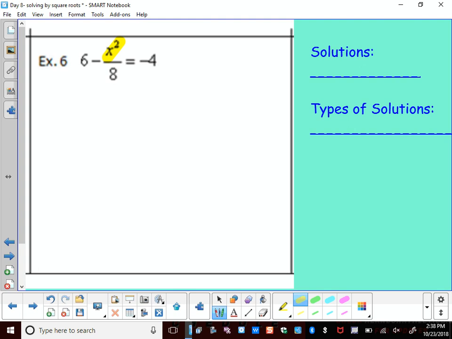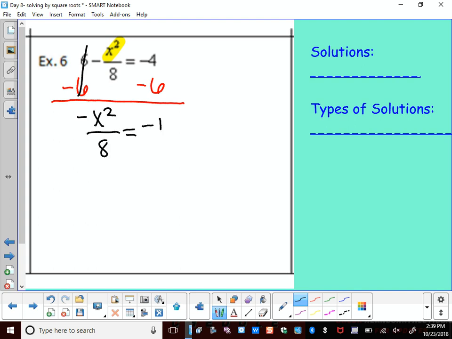Alright, so here I have x squared by itself. To get rid of it, I need to move this positive 6 first. So I'm going to subtract 6 from each side. Once I subtract 6 from each side, that cancels out. I'm left with negative x squared divided by 8 is equal to negative 10. You lost? That 8 is still on the bottom.